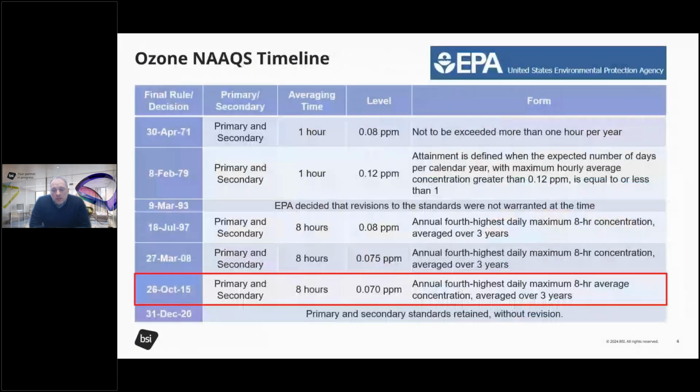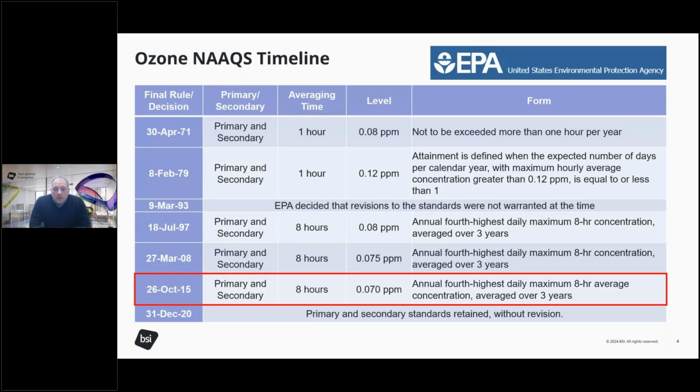So this slide provides a table summarizing the ozone standard since the first standard was issued in 1971. The main points I want to make from this table are that the ozone NAAQS was originally established as a 1-hour standard. Then in 1997, EPA established an 8-hour standard, and the form of the standard is the 3-year average of the annual 4th highest daily maximum 8-hour average concentration. It's a mouthful. And then in 2005, EPA revoked the 1-hour standard, so it's just the 8-hour standard now.